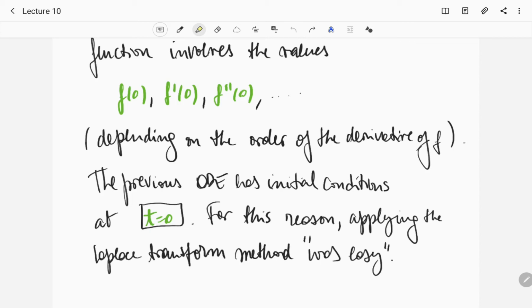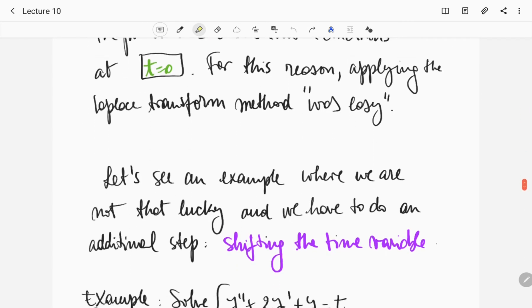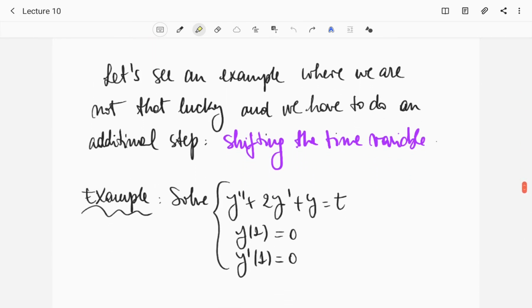But if our ODE doesn't have initial conditions at t equal to 0, then in principle we cannot use this property. I mean, we can use the property, but then we have no idea about the values, because we don't know the solution, so we don't know the values that the solution or its derivatives take at t equal to 0. So there is a trick for avoiding this situation.